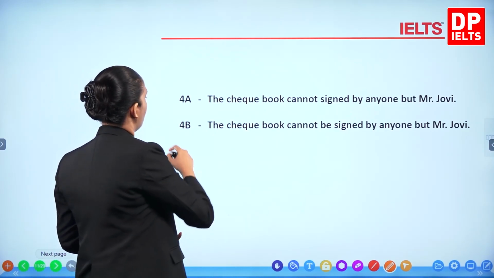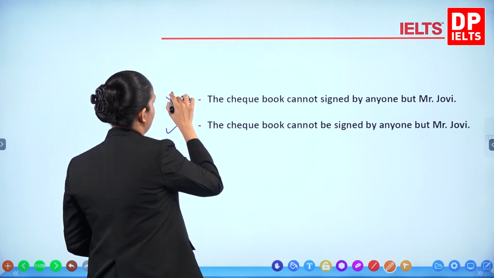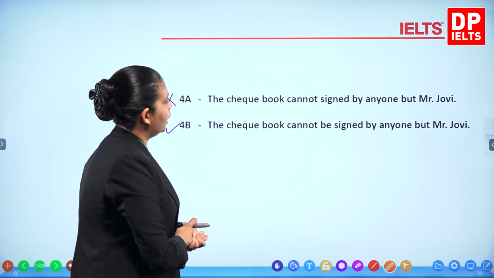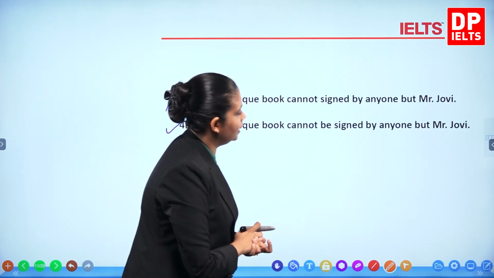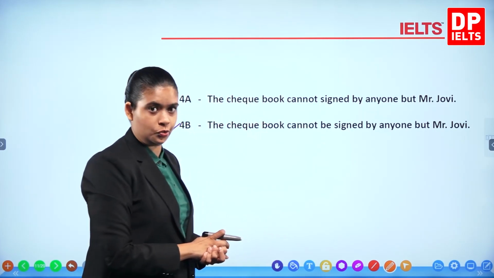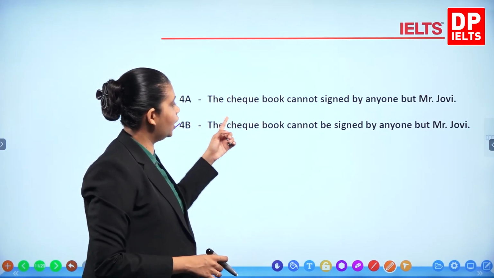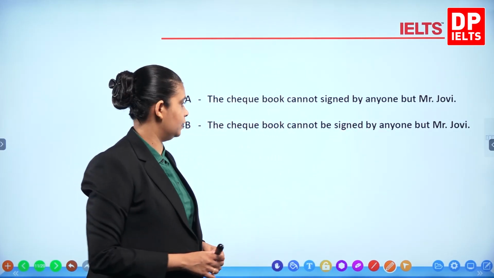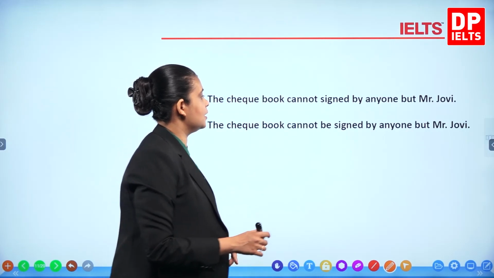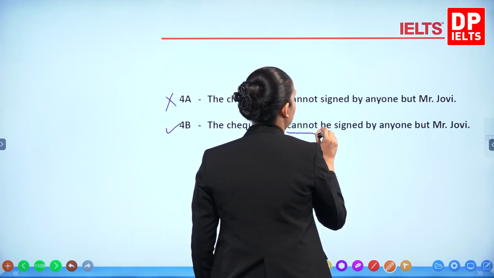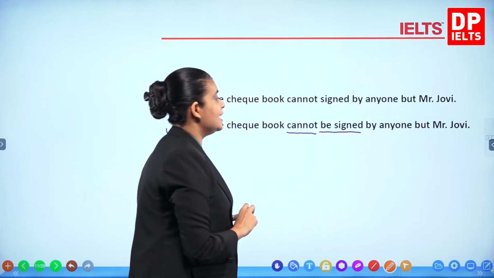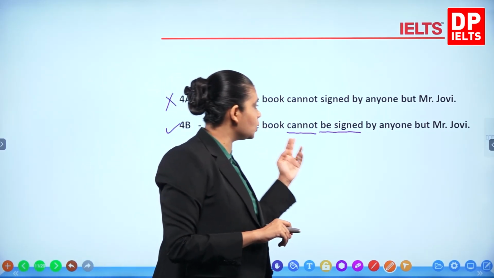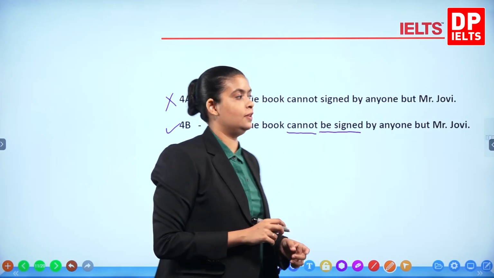Alright. Why is 4B correct and 4A wrong? The checkbook cannot be signed by anyone but Mr. Jovi. Right? So the structure is, if you have "cannot," it should have "be signed." The checkbook cannot be signed by anyone.